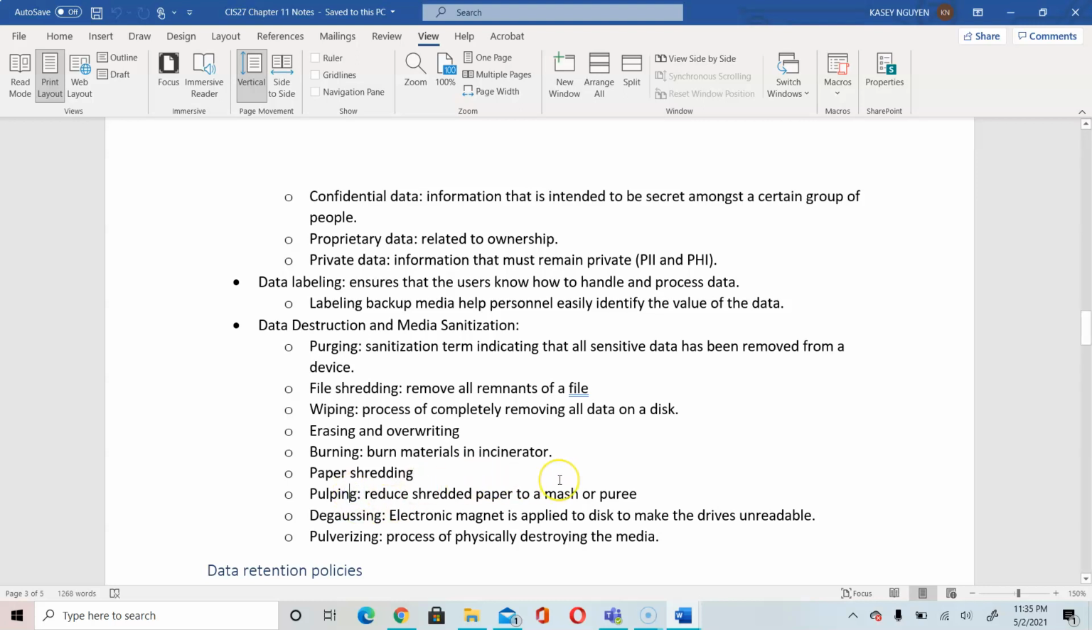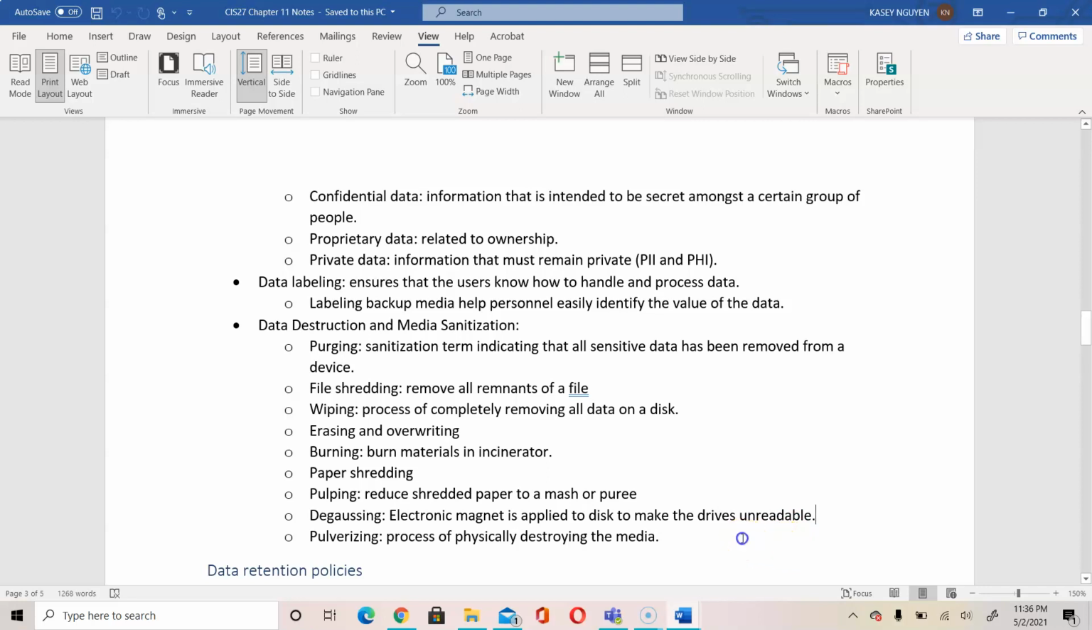Pulping is reducing shredded paper into mash and puree. These companies use the pulping process to make sure that the shredded paper is reduced into smaller materials that can be recycled. Degaussing is applying an electromagnet to the disk that makes the drive unreadable, so that our data cannot be passed on to other people who have access to the disk after it's disposed.